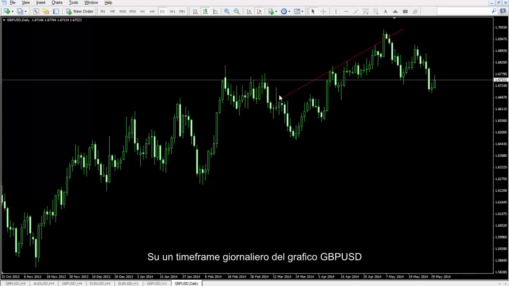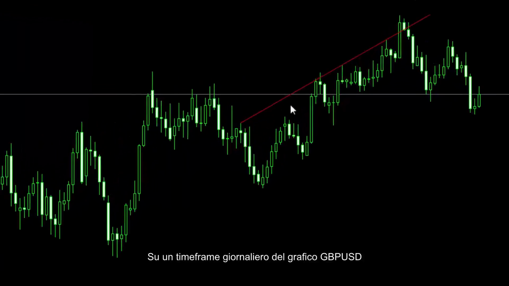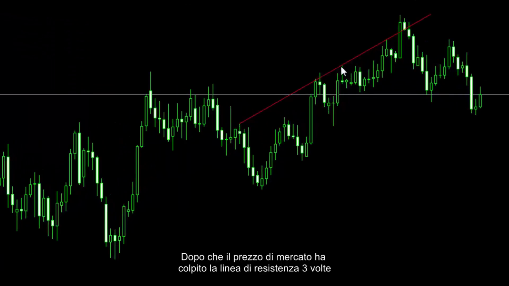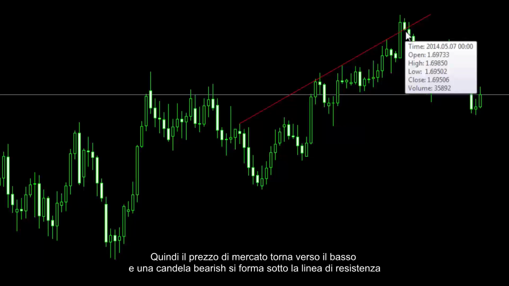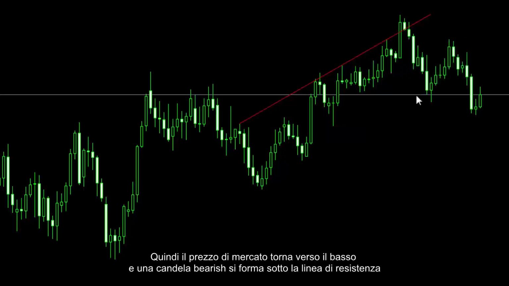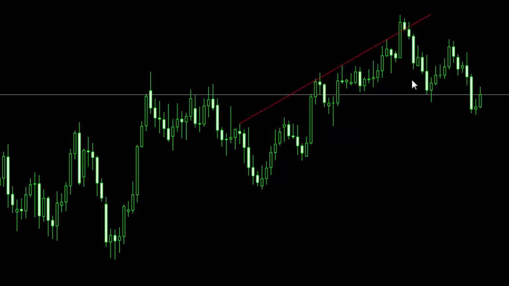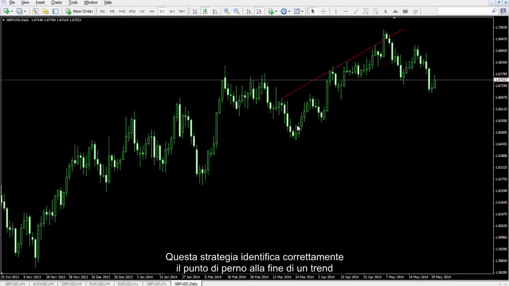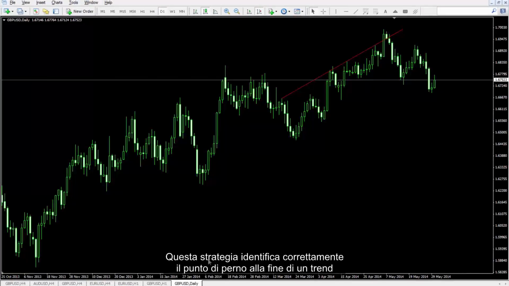Thus, a trader could place a sell order. British pound against US dollar chart on a daily time frame. A trader can detect the R strategy on an uptrend. After the market price had hit the resistance line 3 times, finally it has crossed it towards the top. Then the market price returned towards the bottom, and a bearish candle formed below the resistance line. A trader could place a sell order below this candle. This strategy successfully identifies the pivot point at the end of a trend.